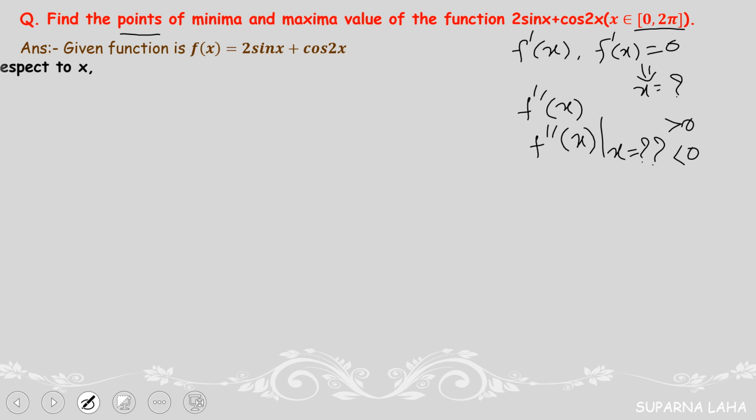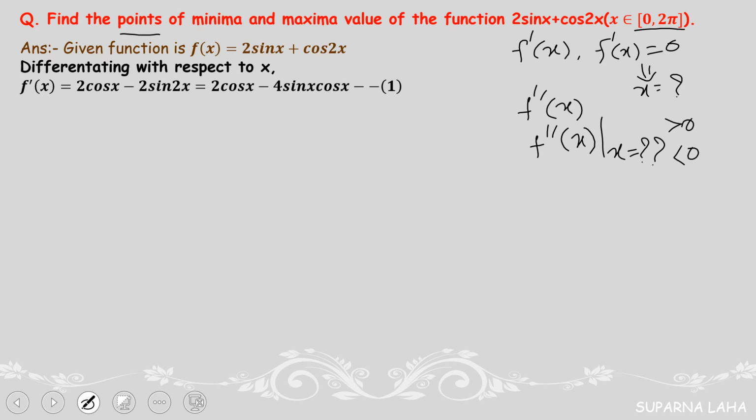So firstly find the first derivative. Differentiating with respect to x, we will find the first derivative, that is 2 cos x minus 2 sin 2x. You all know the derivative of cos mx and sin x. So apply it, and now break this into 2 sin x cos x, that is the formula of sin 2x, and take this 2 cos x common. So you will find this factor, that is cos x into 1 minus sin x. That means either cos x is 0 or sin x is 1 by 2.